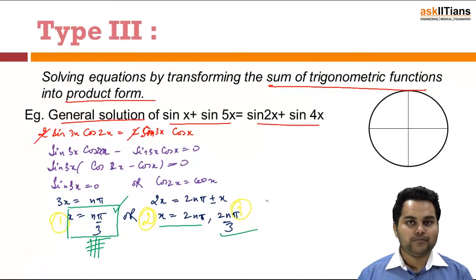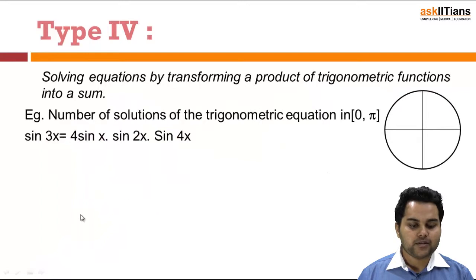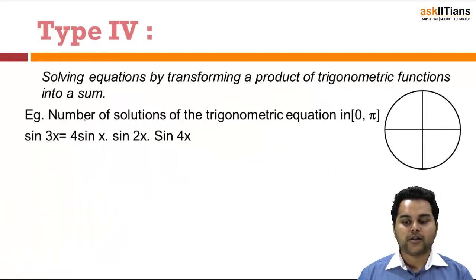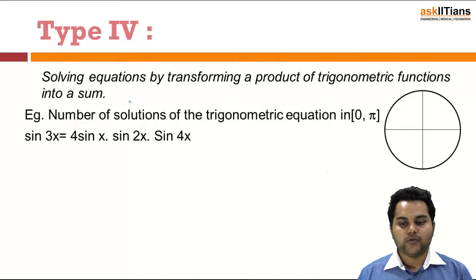Let's proceed to the next type. The next type is solving equations by transforming a product of trigonometric functions into a sum. Now that's the reverse of type 3, if we see. Earlier it was transforming a sum into a product form, that is sin c plus sin d was converted into 2 sin of (c plus d) by 2 and cos of (c minus d) by 2. So two sines were in addition and they were converted into multiplication of two trigonometric ratios afterwards. Whereas if I see here, I have in multiplication 2 or 3 trigonometric ratios and I will be converting them in sum form.